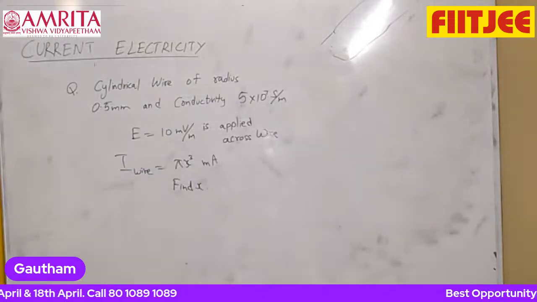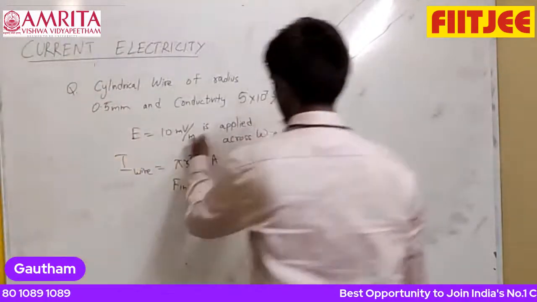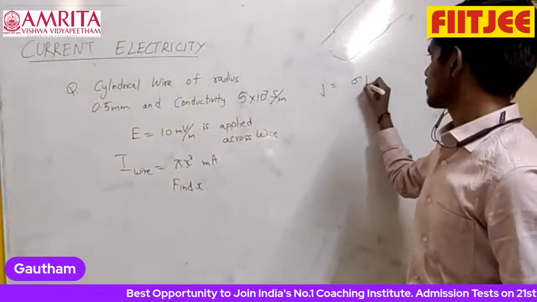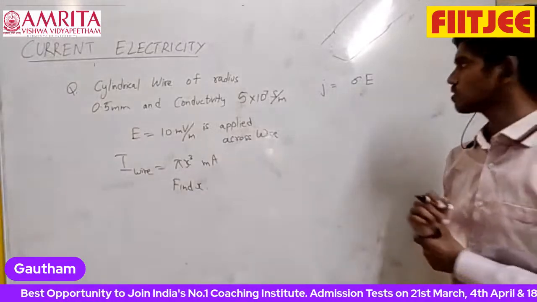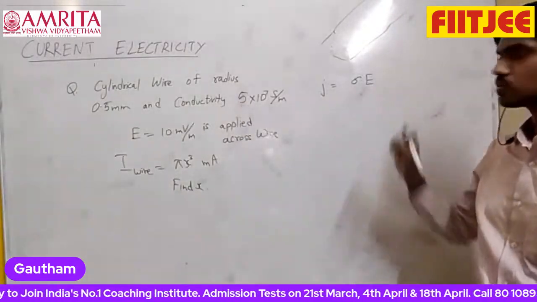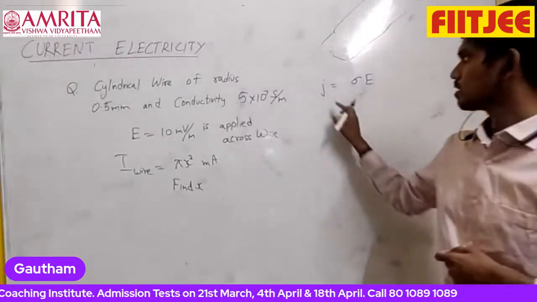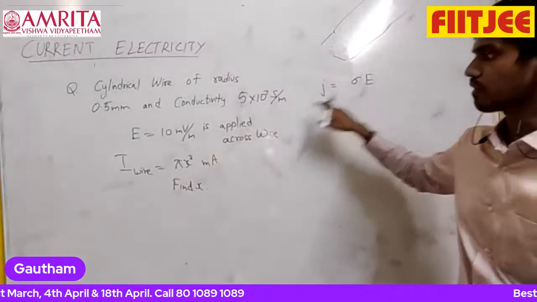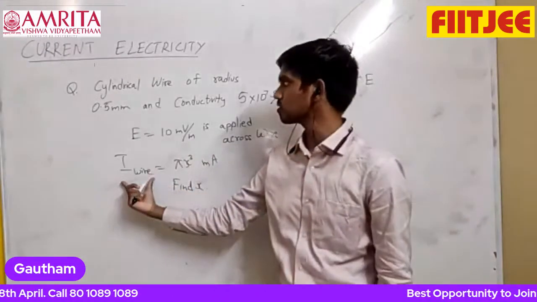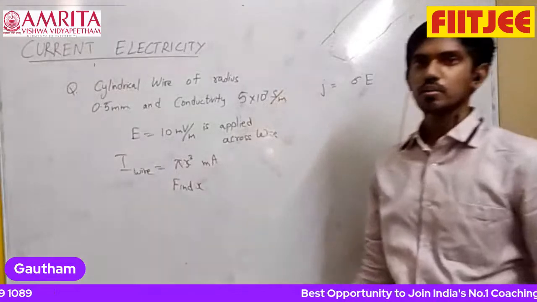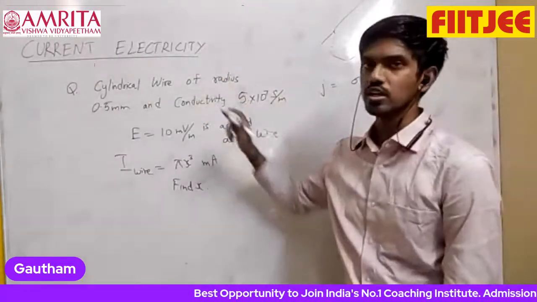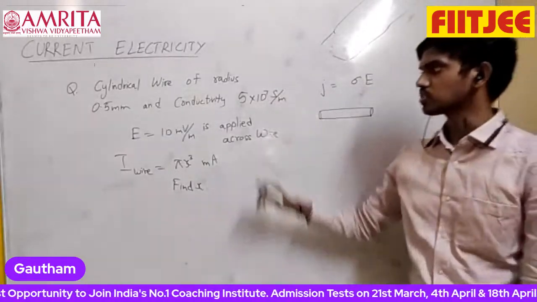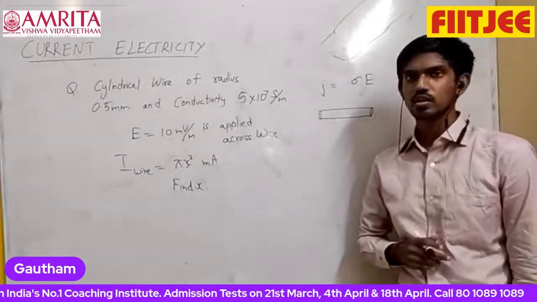So how do you approach this? Just directly remember the other form of Ohm's law: J is equal to sigma into E. So current density is conductivity into electric field. In this case, electric field is given, conductivity is also given. You can find current density, and current density is current per unit area of cross section. Since it's a cylindrical wire, area of cross section will be pi r square. So convert everything to SI units. Be careful with the values.